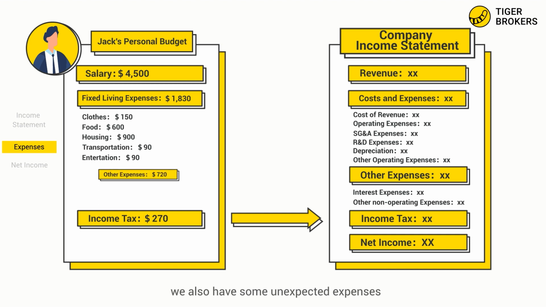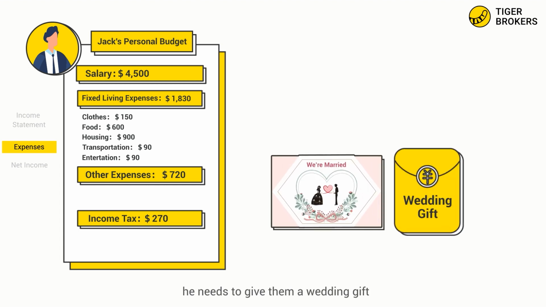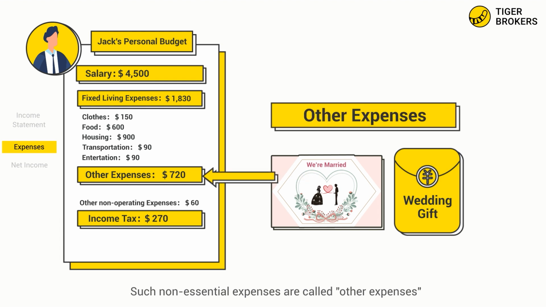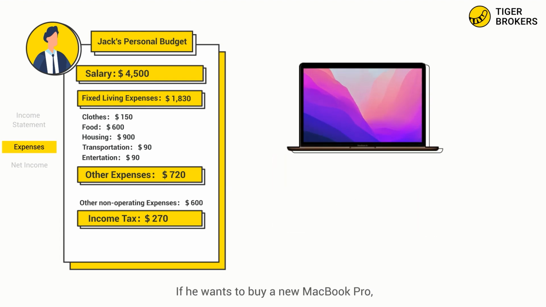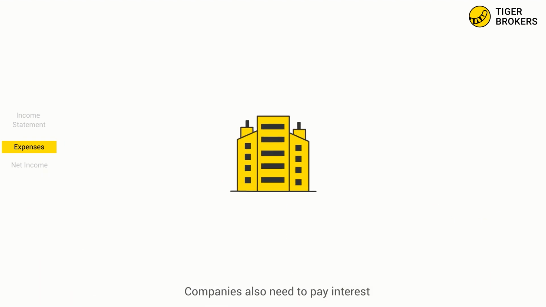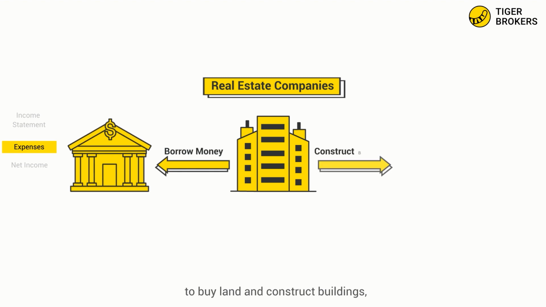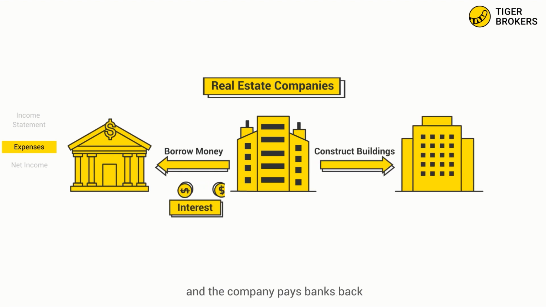What's more, we also have some unexpected expenses. For example, when Jack's friends or colleagues get married, he needs to give them a wedding gift. Such non-essential expenses are called other expenses. If you want to buy a new MacBook Pro, Jack may have to pay by installments, with an interest of $120 a month. Companies also need to pay interest. For example, some real estate companies borrow money from banks to buy land and construct buildings, and the company pays banks back with a large amount of interest every year.